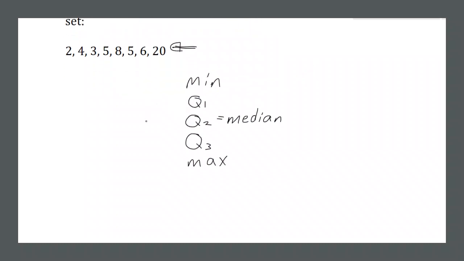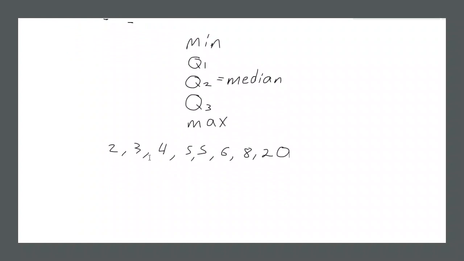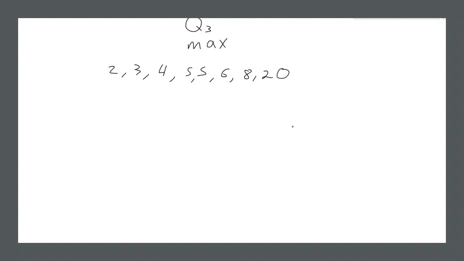So if we do that, we're going to have a 2, a 3, then a 4. We have 2 5s, right here and right here. Then we have a 6, an 8, and a 20. A good way to check that you have all the numbers is to count how many. 1, 2, 3, 4, 5, 6, 7, 8. And how many do I have here? 1, 2, 3, 4, 5, 6, 7, 8. Good. And so that's our reminder that sample size equals 8.